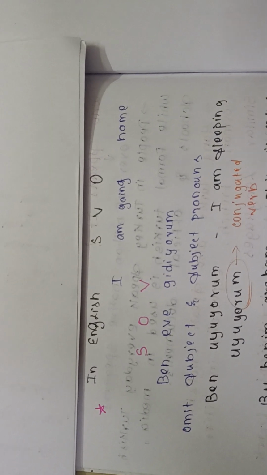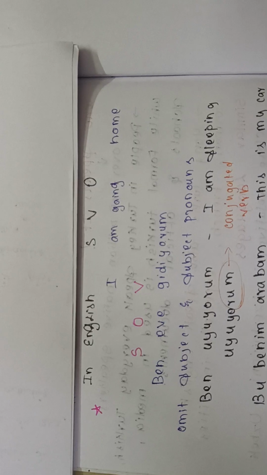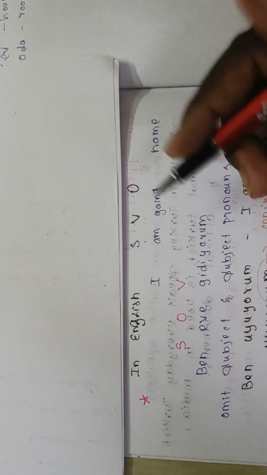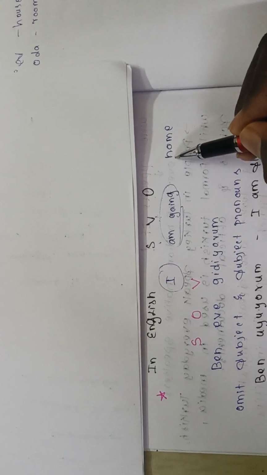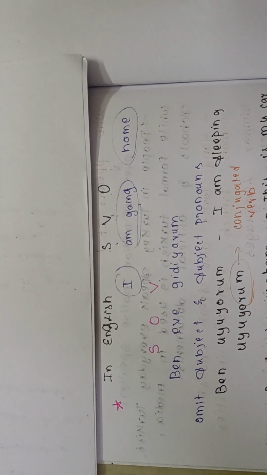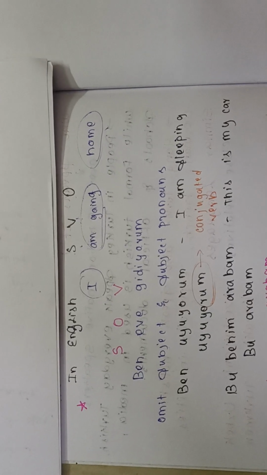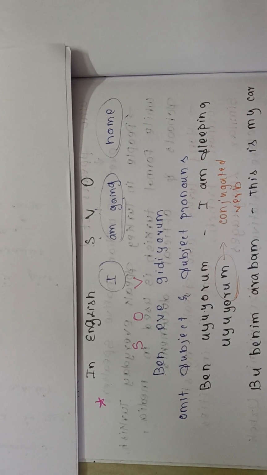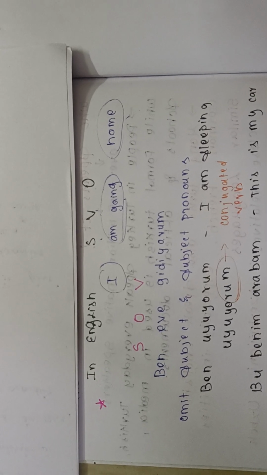Then the third feature is SOV, which means subject, object, verb. In English we have subject, verb and object. For example, in I'm going home, I is the subject, going is the verb and home is the object. But in Turkish, and especially in Altaic languages, the verb always comes at the end. For example, Ben elmayı yedim. Literally, this means I the apple ate.